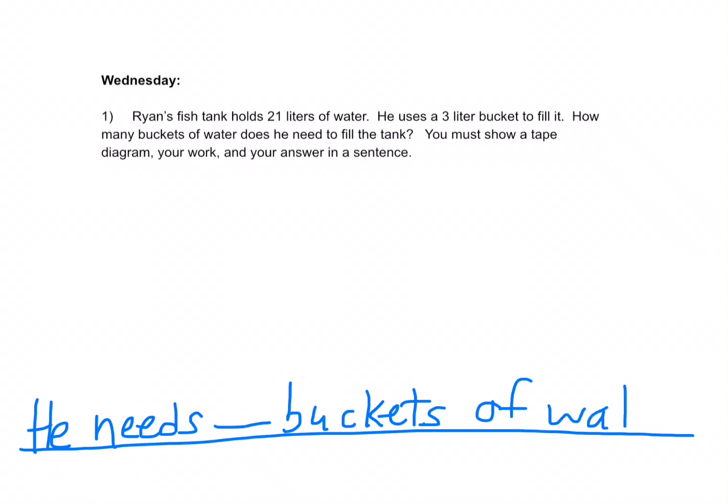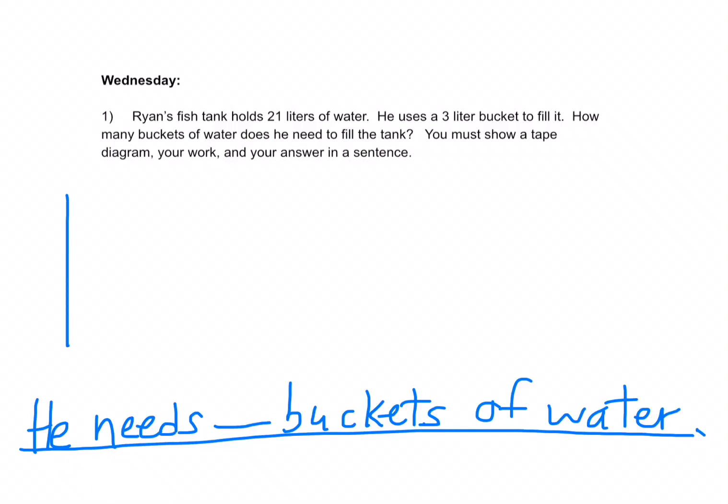Does that match the question that we're trying to answer? Let's find out. Question says, how many buckets of water does he need to fill the tank? And our statement is he needs blank buckets of water. There we go. Okay, let's do a tape diagram for this.